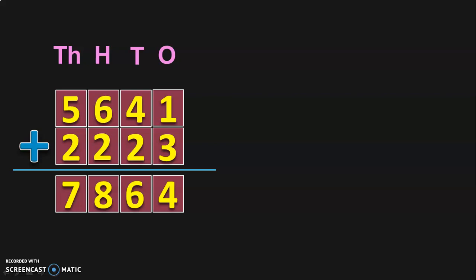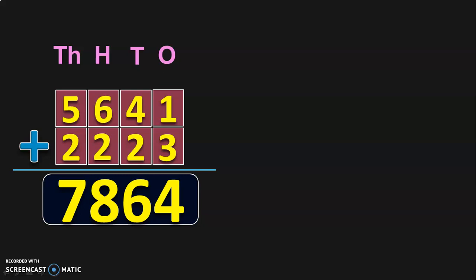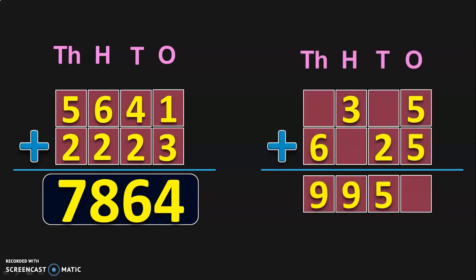So the sum of the two numbers 5641 plus 2223 will give you the answer 7864. Isn't this an interesting way of testing the children? Let us see some more examples like this.